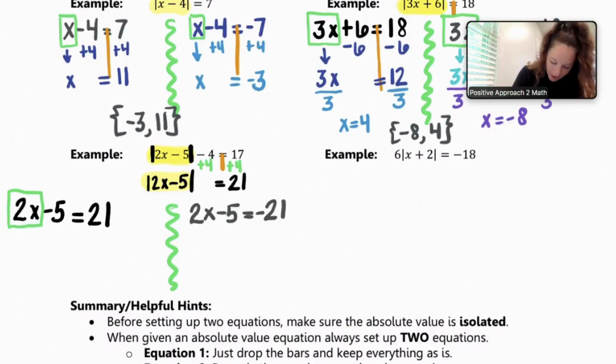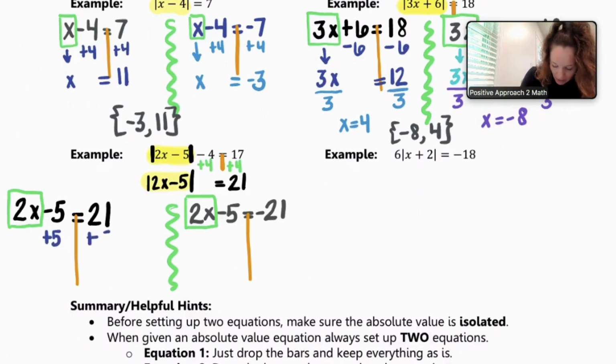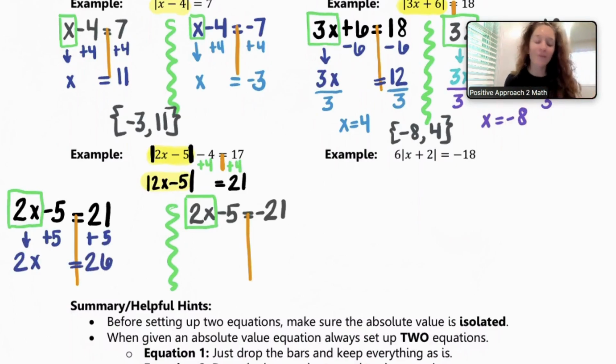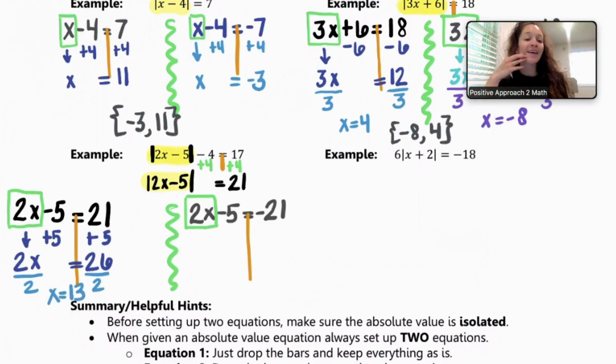So I'm going to go ahead and start solving this. Hopefully this is a piece of cake at this point. We need to bring over that minus 5, so we're going to add 5. 21 plus 5 is 26. And then we're going to divide both sides by 2. And we get x equals 13. Awesome, awesome. Okay, next problem.